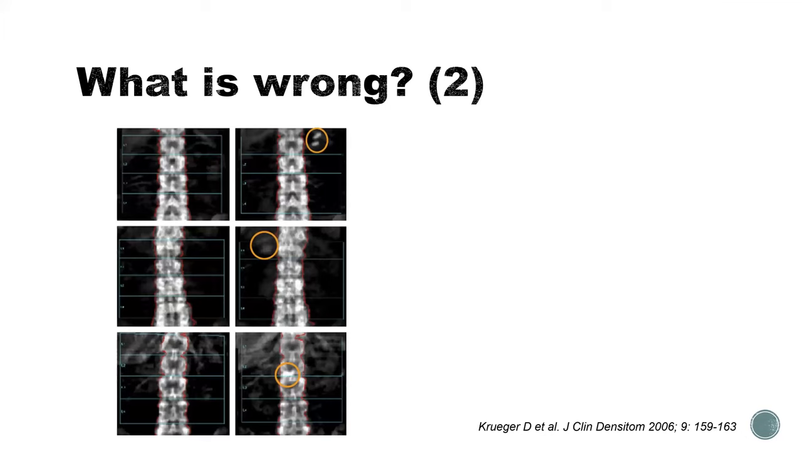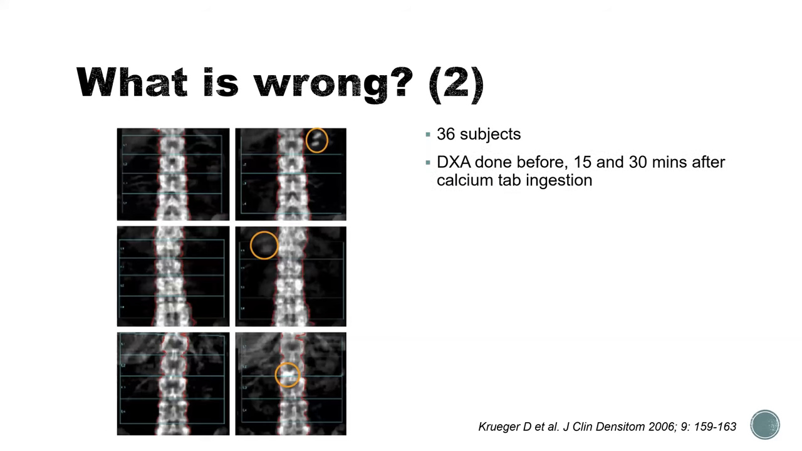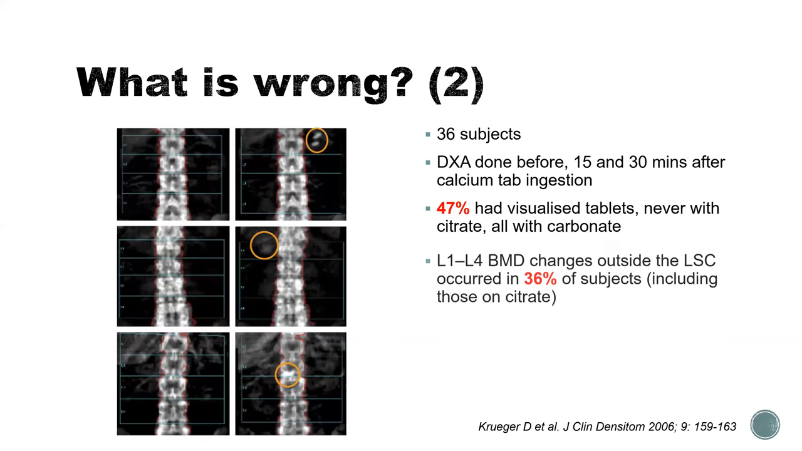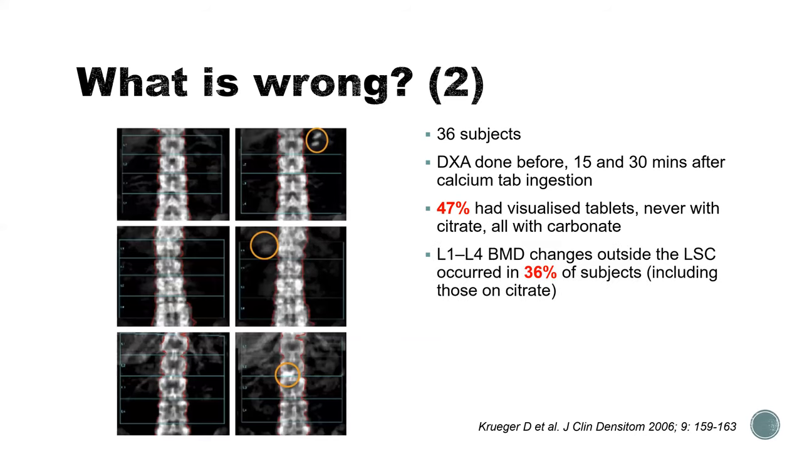Okay, what's wrong here? Oh, they circled it nicely. You've got little bits of calcification here, and these are actually calcium tablets. This particular study did a DXA before, and 15 minutes and 30 minutes after eating calcium. They found that 47% of them had visualization of their calcium tablets, usually calcium carbonate, but not with citrate. And this caused bone density changes outside the least significant change in over a third of the subjects, including those on citrate.